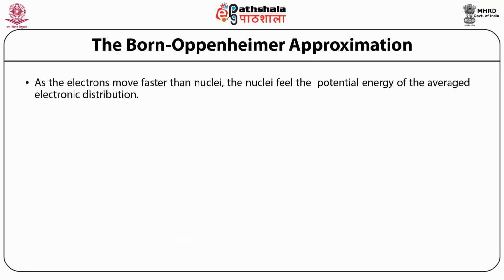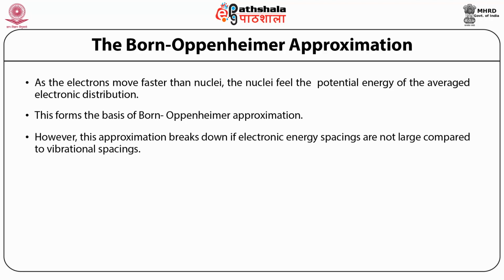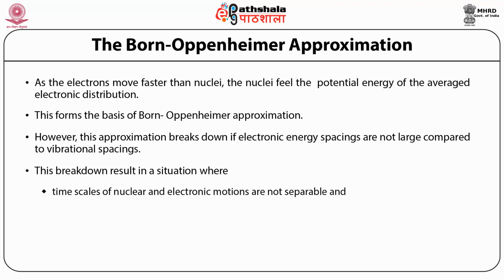As the electrons move faster than nuclei, the nuclei feel the potential energy of the averaged electronic distribution. This forms the basis of the Born-Oppenheimer approximation. However, this approximation breaks down if electronic energy spacings are not large compared to vibrational spacings. This breakdown results in a situation where time scales of nuclear and electronic motions are not separable, and it is not possible to separate nuclear and electronic energies.